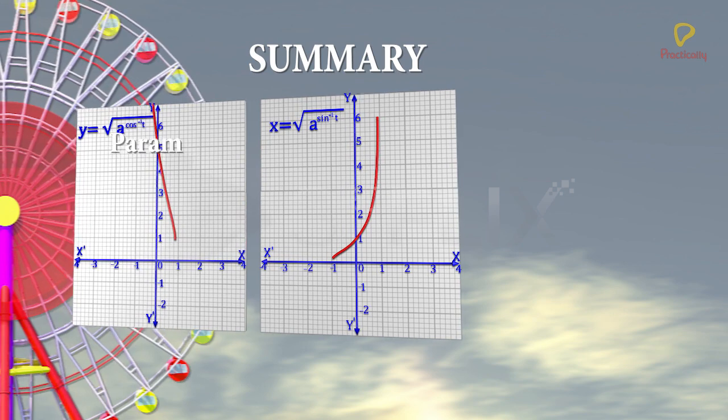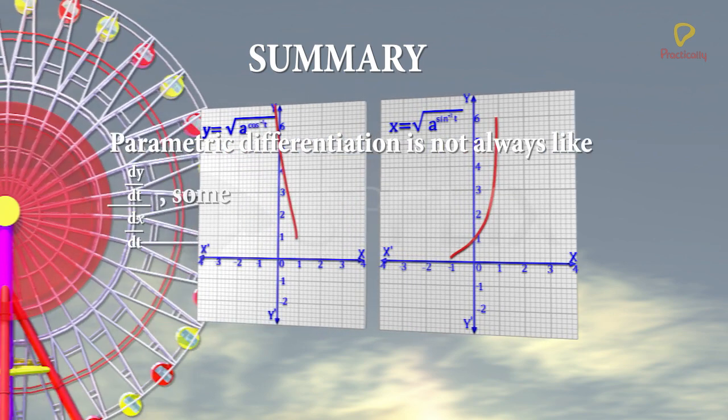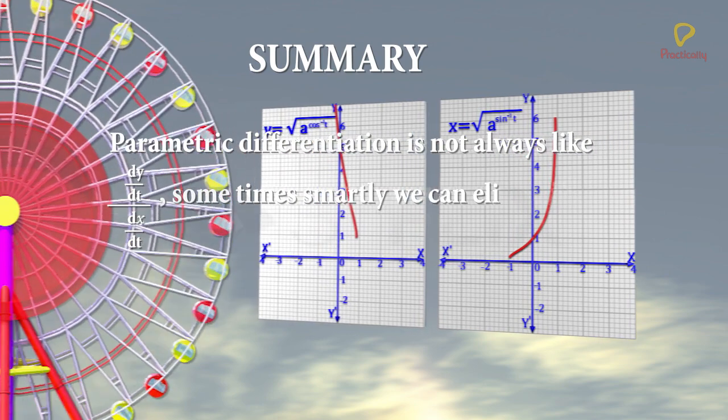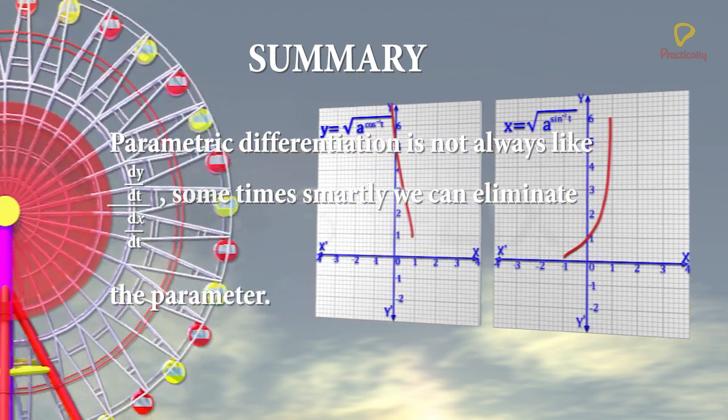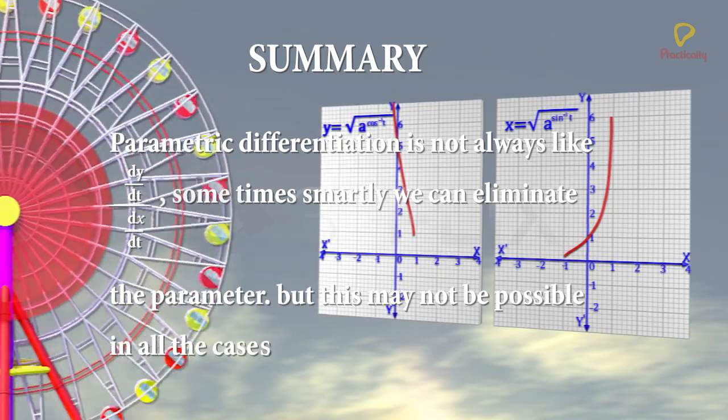Observation: parametric differentiation is not always like dy by dt divided by dx by dt. Sometimes, smartly, we can eliminate the parameter, but this may not be possible in all cases.